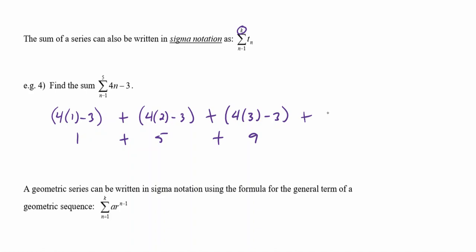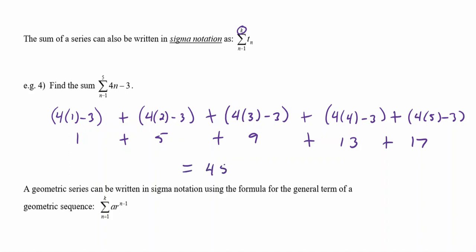plus 4 times 4 minus 3, which would be 13, and then 4 times 5 minus 3, which would be 17. So all of that together, if you add them all up, is 45.